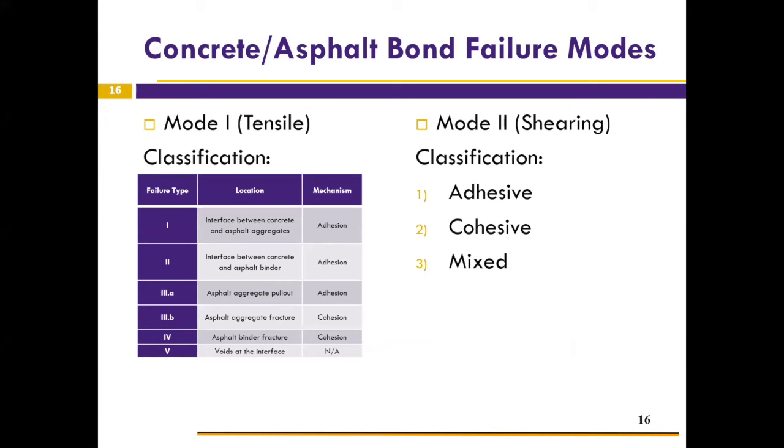In terms of the failure modes for UTWs, we have 2 main groups. Mode 1 for the tensile failure mode, and mode 2 for the shearing failure mode. Mode 1 is classified in 6 main failure types. Failure types 1, 2, and 3A are failures by adhesion that occur at the interface between the cementitious material and the asphalt. Failure types 3B and 4 are failures by cohesion that occur at the asphalt aggregate and in the asphalt binder respectively. Finally, we have failure type 5 that is not associated to any particular mechanism. However, it occurs due to the presence of voids at the interface.